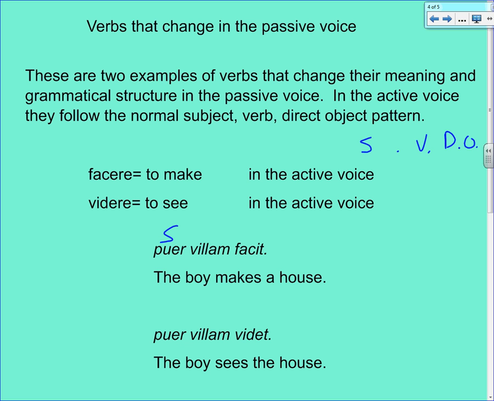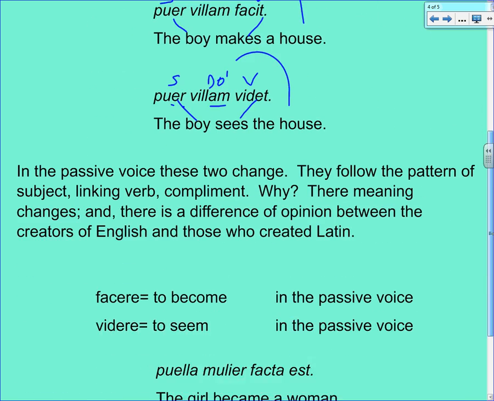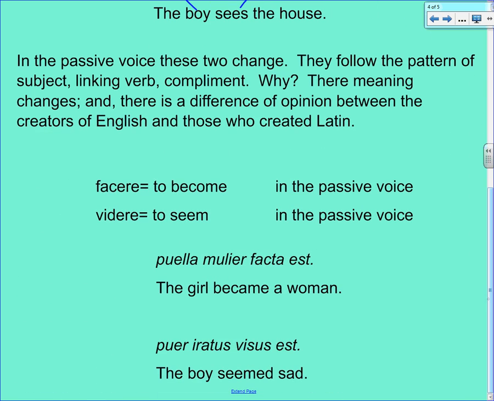And we're going to see that right here. We have subject, we have verb, we have direct object. The boy makes a house, or builds a house. Same thing here with videt. We have subject, direct object, verb based on our cases, and then we have, again, subject is boy, verb is sees, direct object is the house. These two verbs, when you put them in the passive voice, change. In the passive voice, they follow the pattern of subject, linking verb, and complement.